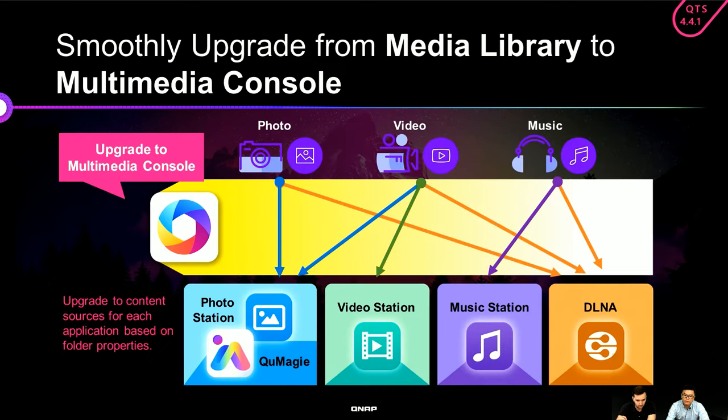So what happens if you upgrade from a previous QTS? If your folder is a photo folder, after upgrading to QTS 4.4.1, it will automatically convert to a content source folder for QMagic and Photo Station. And if the folder is for video, it will convert to a content source for Video Station. That's really easy to understand.